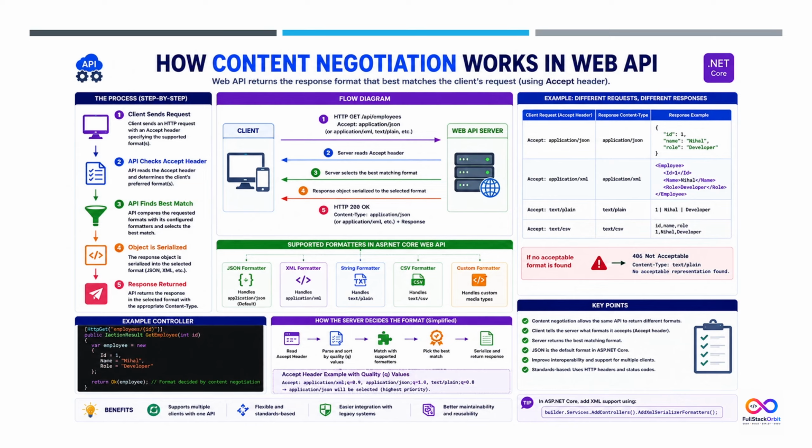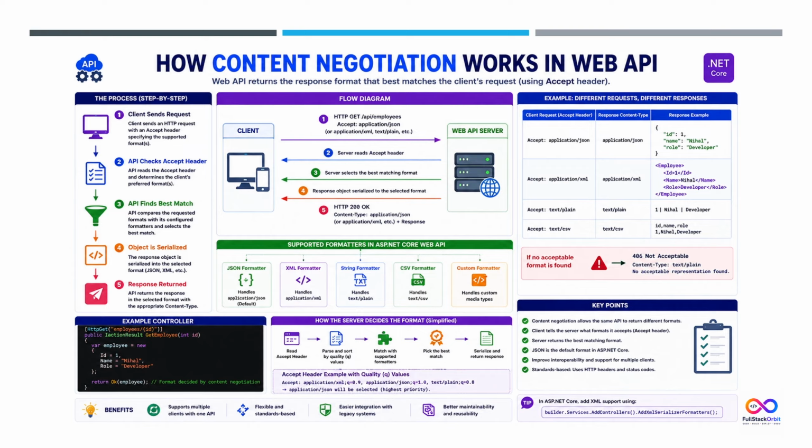Now let's discuss the benefits of content negotiation. Content negotiation offers several advantages. It supports multiple client types, allows one API to return different formats. It follows the HTTP standard, makes API flexible, helps integration with legacy systems, improves maintainability and reusability. Because of these benefits, almost every enterprise web API uses content negotiation.